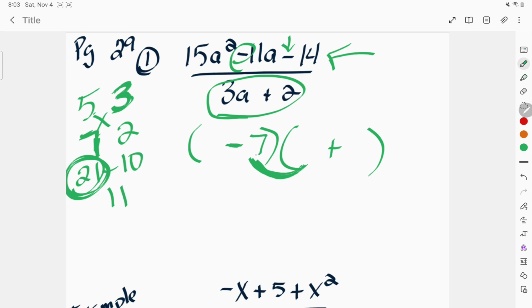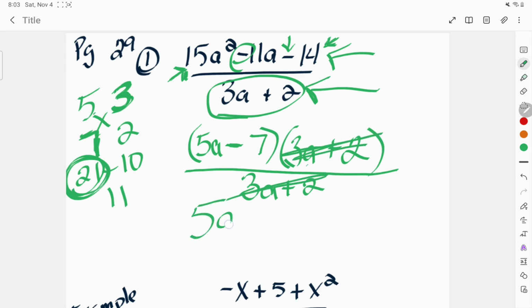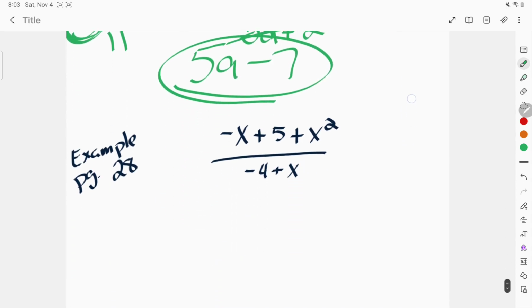So 7's going to go here because the 7 goes with the 14. And the 3 goes here because it goes with the 15. And then put my A. And then I just place the other two. It was also pretty easy to figure out since I was attempting to get 3a plus 2. So those will cancel, leaving me with 5a minus 7. And that is your final answer.